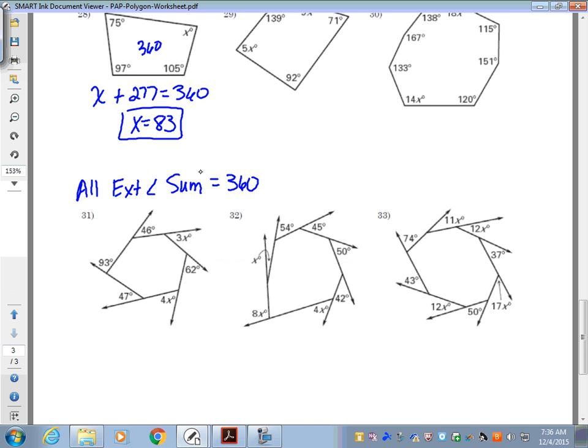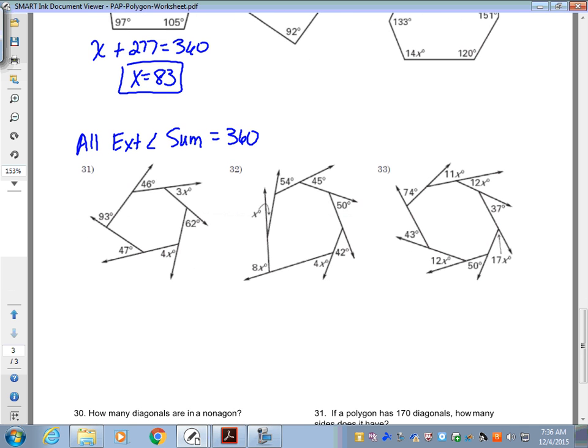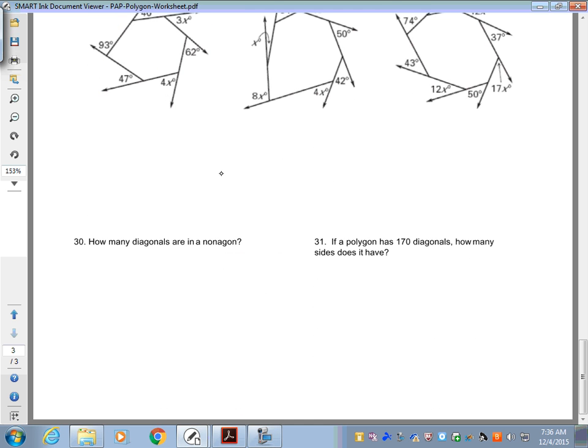So I'm going to give you interior, and I'm going to give you exterior. If it's exterior, it's always equal to 360. So add them up, make the equation equal to 360. And here you're going to have to work backwards.